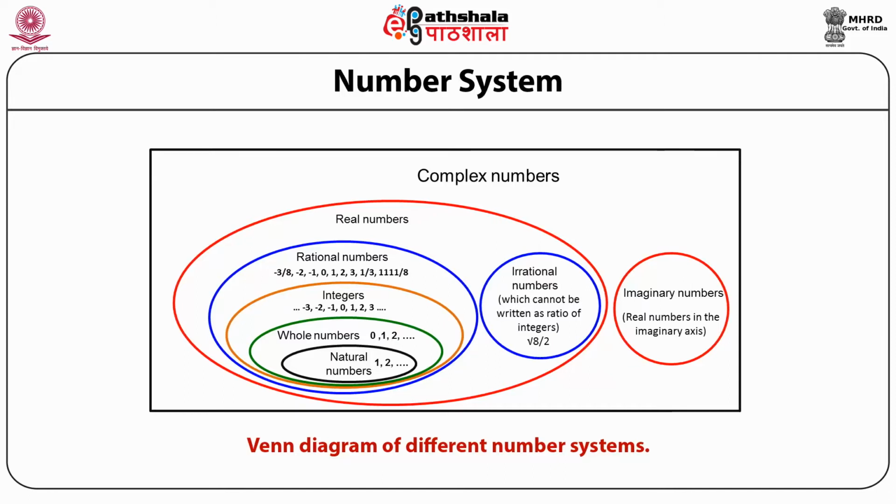In 1 by 3, we know that it is continuous 3's. So we know what and where it is going. But in the case of 22 by 7, we do not know where it is tending to. So this is another small difference between rational and irrational numbers. The first key point is that it cannot be represented as a ratio of two integers, and the whole series is not known. So this is the difference between these two numbers.